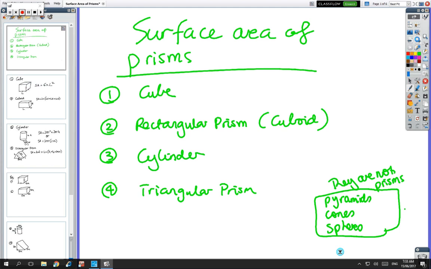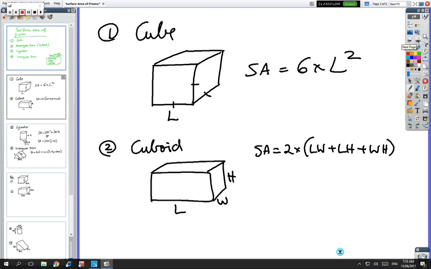Okay, so moving on. So we've got a cube. The dimensions of a cube are the same all the way around. So each of those faces is length times length, which we say length squared, and there are 6 of those faces. So the surface area is 6 length squared.